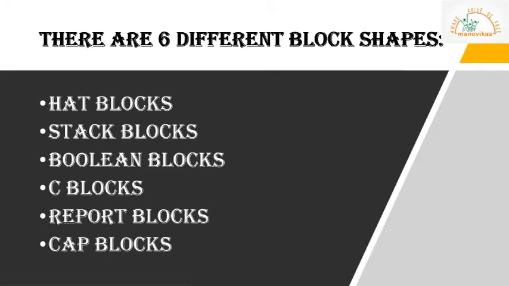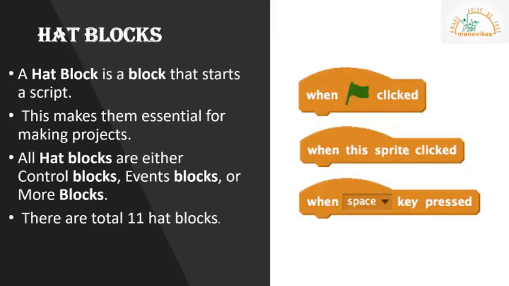Now we are going to discuss these blocks, and I will just use a script to show you what these blocks are. So the first block is the hat block. If you look at these blocks, they're shaped like a hat on top, and these are the blocks which we use at the beginning of the script. So when you write a code, a program, or script, you use these blocks right at the beginning. This makes them essential for making any project.